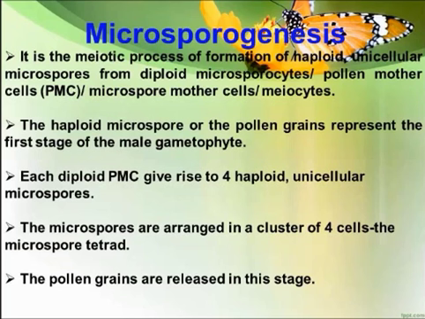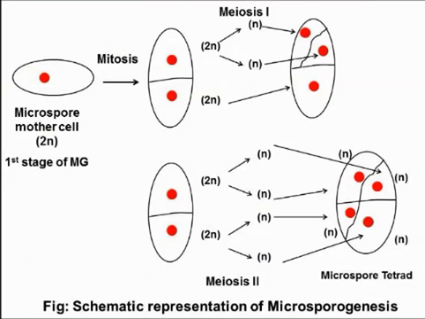Microspores are the first cells of the male gametophyte. Each diploid microspore mother cell gives rise to 4 haploid unicellular microspores. The male gametophyte or the pollen grains develop from microspores within the microsporangia or pollen sacs of anthers. The sequential steps in the formation of microspores by a process called microsporogenesis are as follows. Here you can see the sequential steps of microsporogenesis.